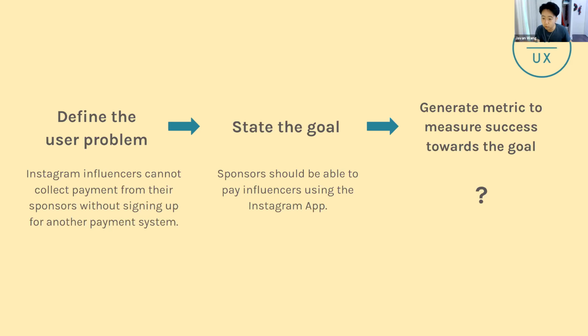So what does Instagram's team want to do? They want sponsors to be able to pay influencers directly within the app. Cut out the middleman, cut out the transaction system. So here's the interactive piece. What do you think might be a good metric to measure success towards that goal, to track how successful this feature is?